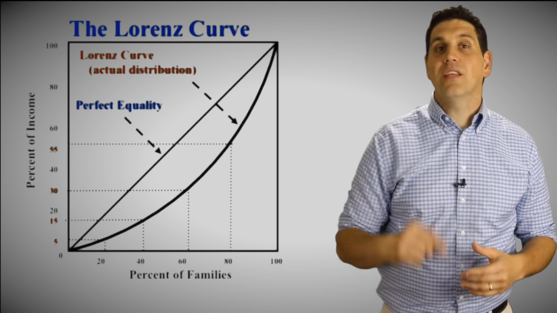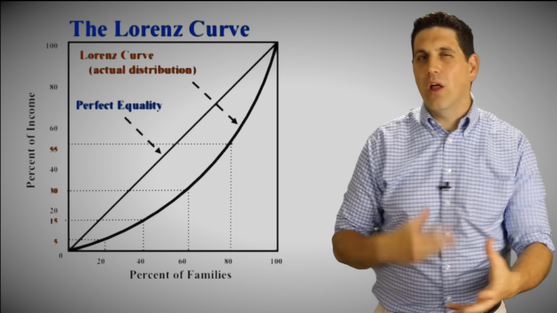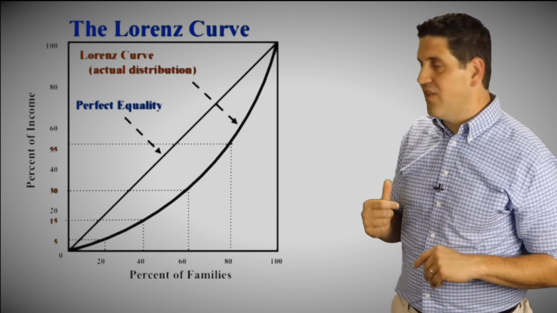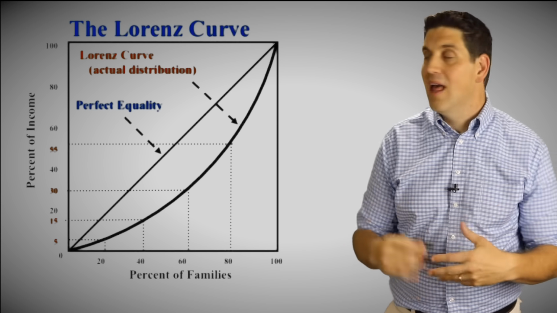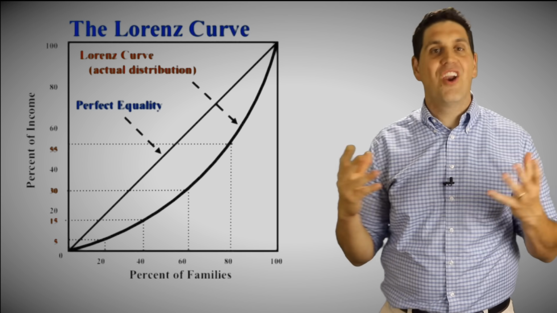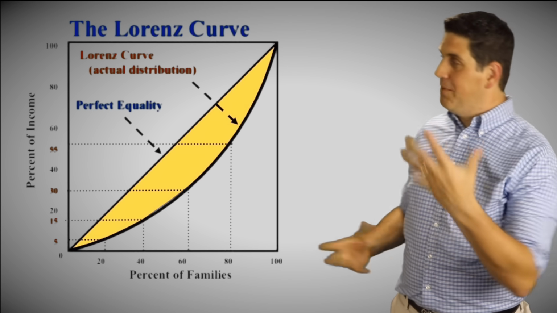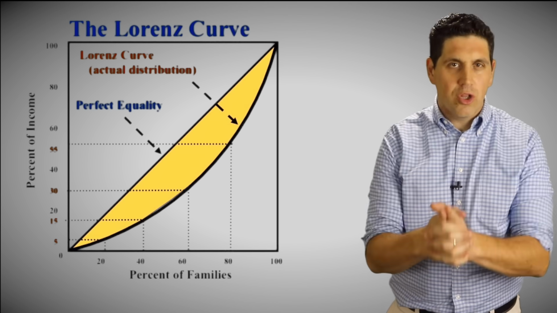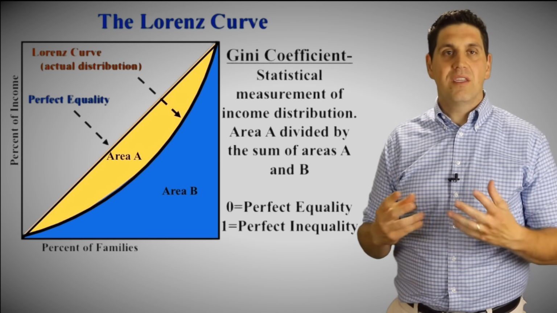The last thing you're going to learn is the idea about the Lorenz curve and the idea of income inequality. It's a graph that looks like this. You've got the percent of families, percent of income, and this diagonal line right there tells you perfect equality. The actual curvy line right there shows actual distribution of income. The bigger the banana, I tell my students, the banana graph, the bigger the banana, the more income inequality.